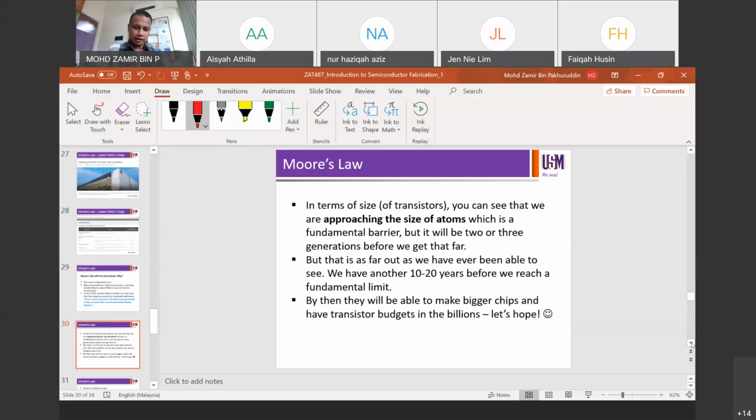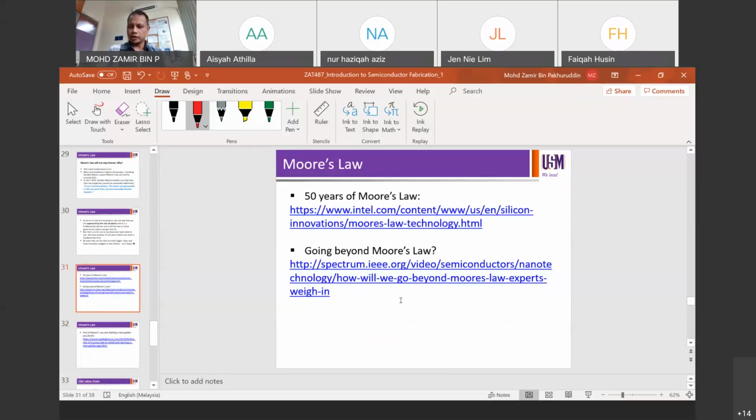Okay. So in terms of size of transistor, you can see that we are approaching the size of atoms or silicon atoms, to be more specific, as a fundamental barrier, which will be 2 or 3 generations. Before we get that far, I'm not sure how fast can we go, and of course it needs money to go faster. Later on, we'll see how much investment is needed for you to buy an EUV system, right? So you can see the direction of Moore's law and what is the opinion on Moore's law and what Intel's take on that, right?